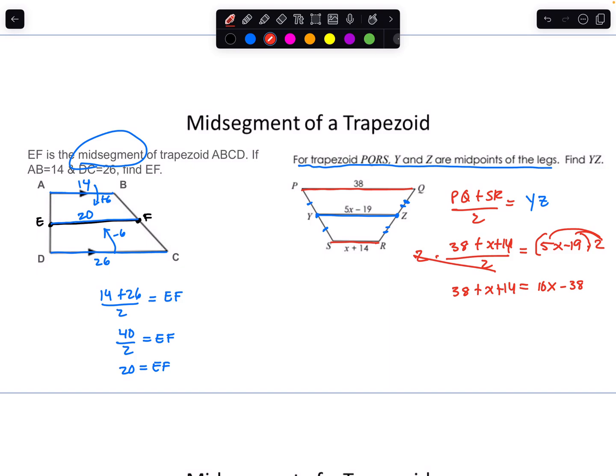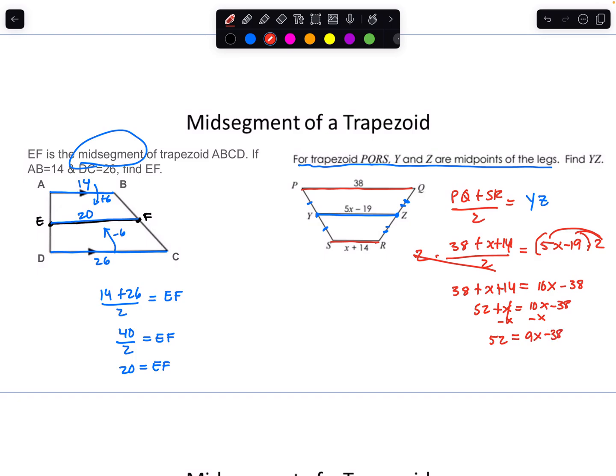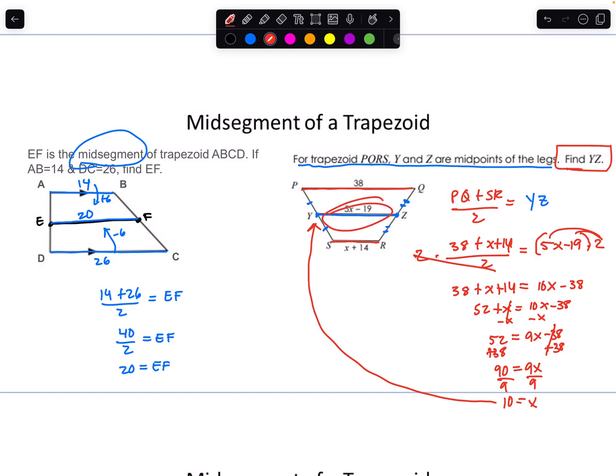On the left side, I can combine the numbers 38 and 14, and that gives me 52 plus x equals 10x minus 38. As I move the x over, I see that I have 52 equals 9x minus 38. As I move the 38 to the other side, I end up getting 90 equals 9x. Divide both by 9, x equals 10. Now, I want the length of YZ, which means I have to plug this into YZ to find the length of it.